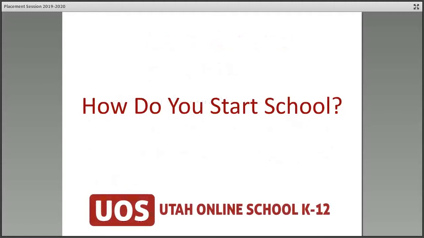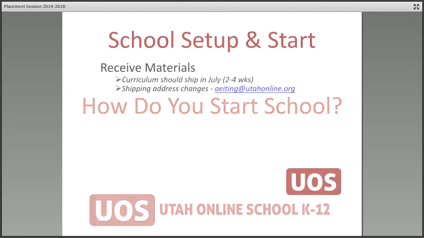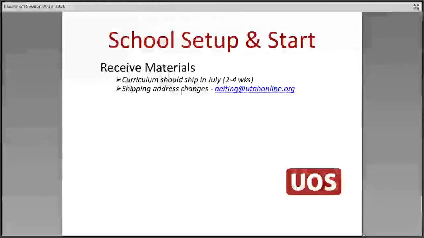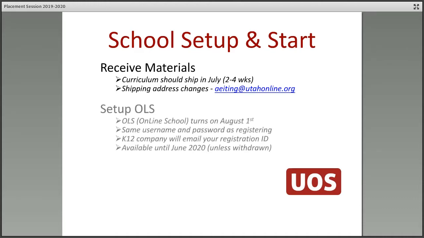You might be wondering, how do I start school once I have finished the enrollment process? Here are some steps to getting your school set up and started. Your curriculum will ship in July. It usually takes about 2 to 4 weeks. If by chance your shipping address changes before July, please contact our administrator, Annette Eiding, at aeiding@utahonline.org.